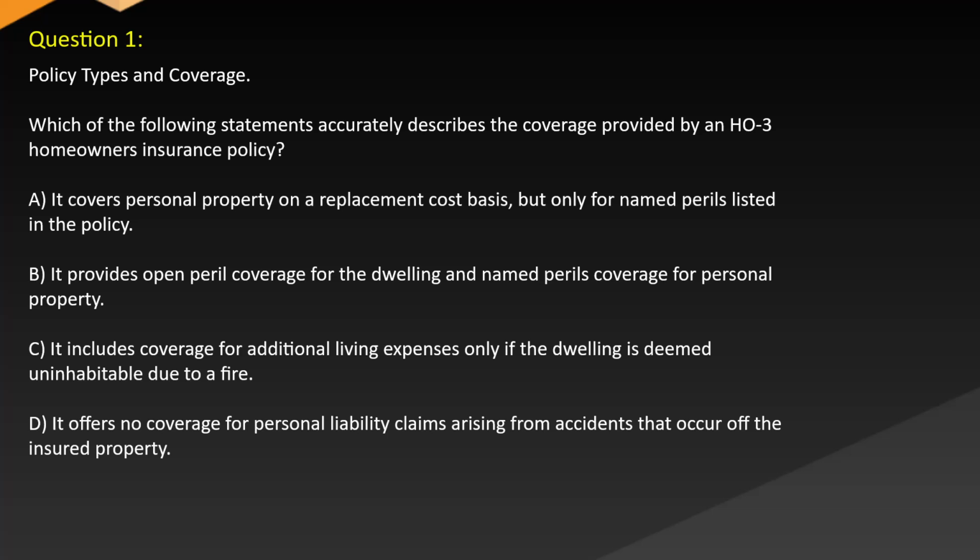B. It provides open peril coverage for the dwelling and named perils coverage for personal property. C. It includes coverage for additional living expenses only if the dwelling is deemed uninhabitable due to a fire. D. It offers no coverage for personal liability claims arising from accidents that occur off the insured property.